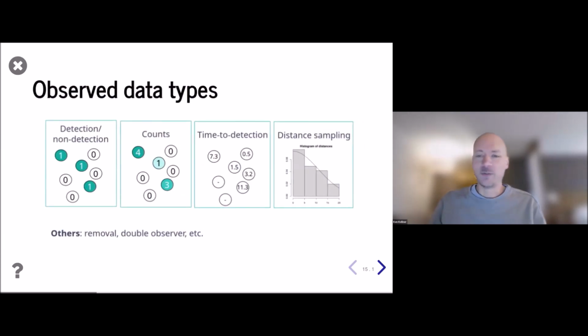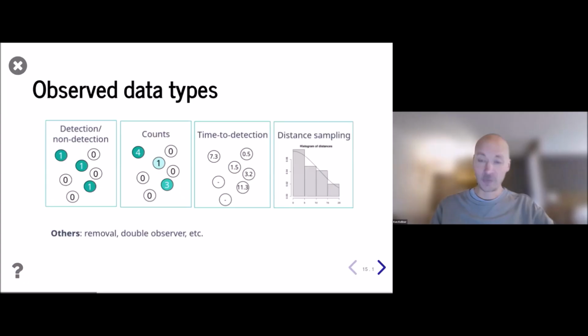So the final question is what type of data you have. And unmarked supports a variety of different data types. That's probably its biggest strength. And so you could have detection, non-detection data, which we've already discussed. You could have repeated count data, which we've discussed. You could have time to detection, which is basically you go out to a site and you sit there and start your stopwatch and you wait until you detect a species, for example, here a bird call. And the length of time that it takes you to detect that species tells you something about how easy it is to detect.